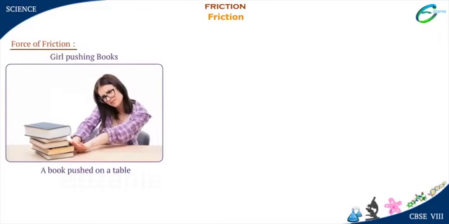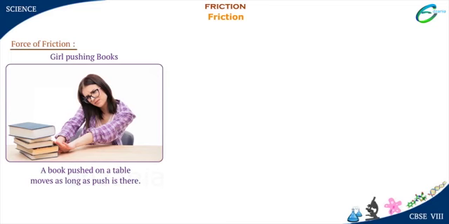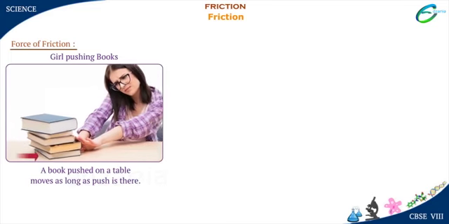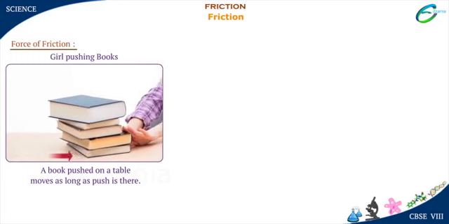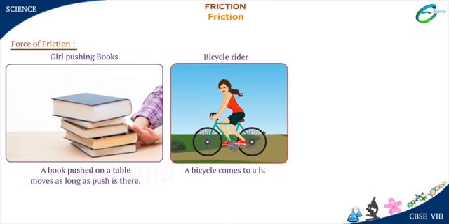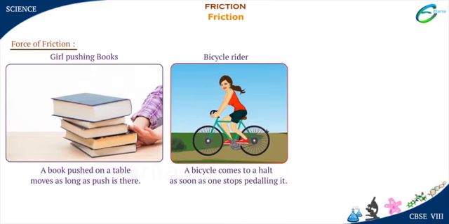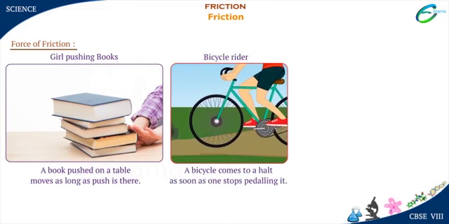A book pushed on a table moves as long as push is there. It is the friction between the book and surface of the table which opposes the motion of book on table. A bicycle comes to a halt as soon as one stops pedaling it. It is the friction between bicycle's tires and road surface which opposes the motion of tires on the road.